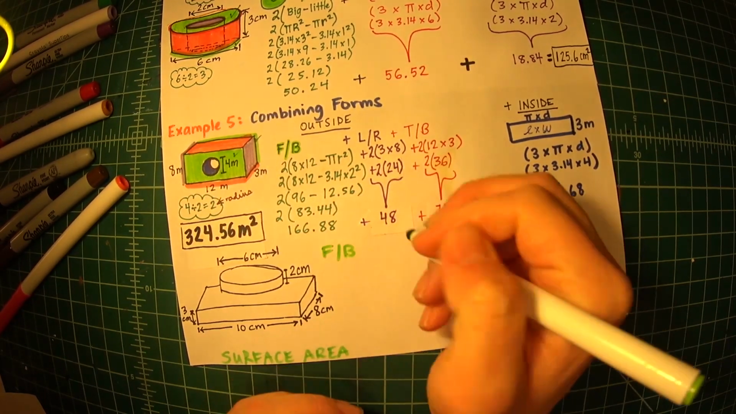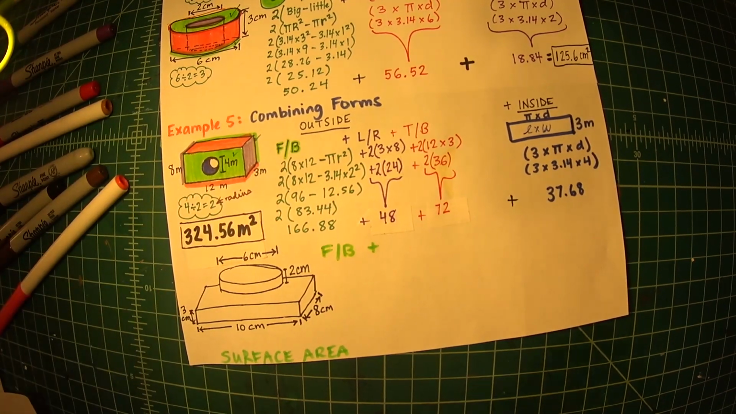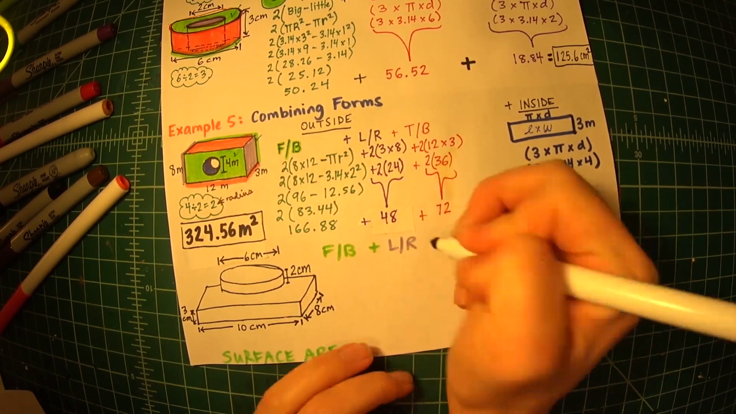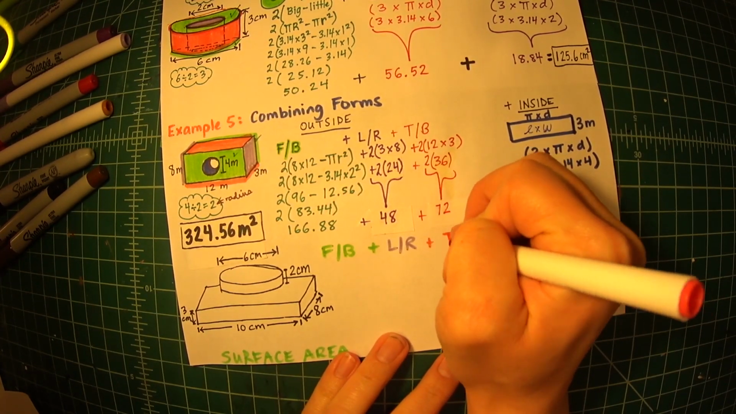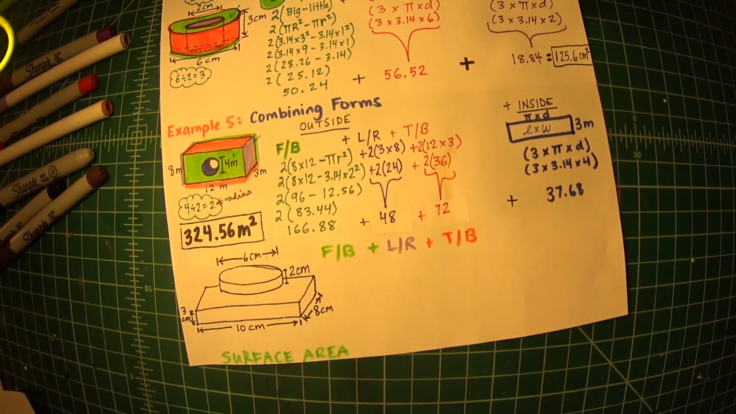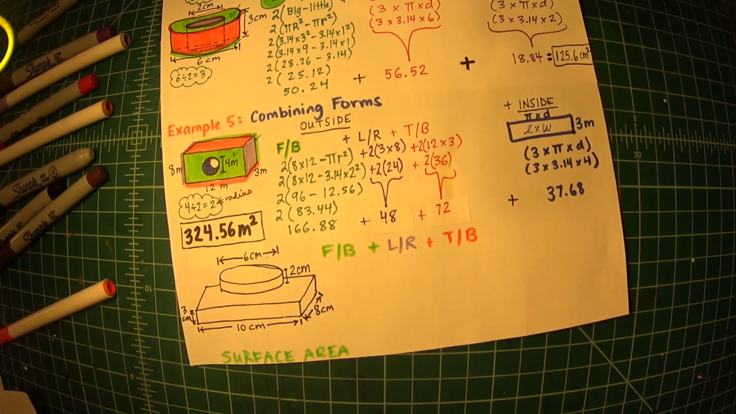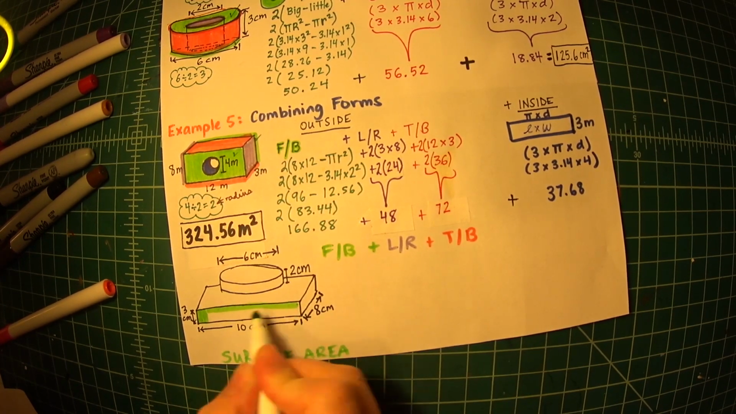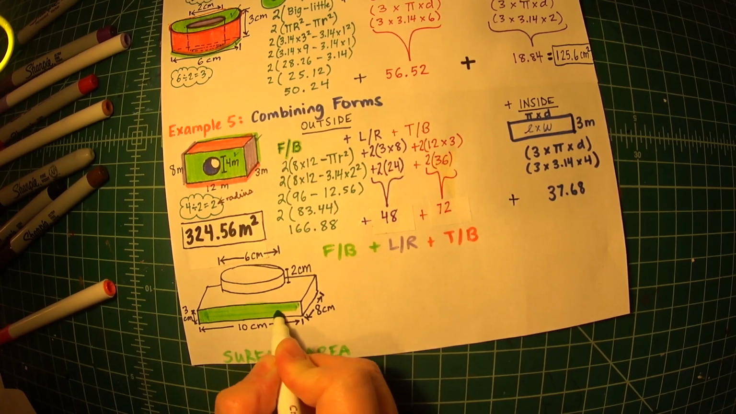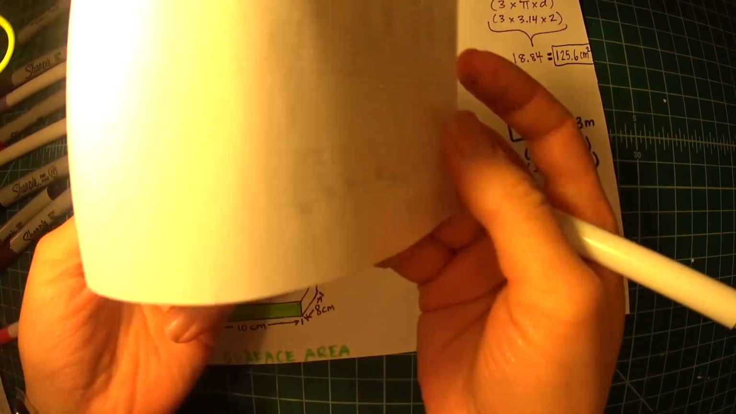Front, back, plus left, right, plus top, bottom. Okay, so if I imagine looking straight on at this from the front, what would I see? Well, I would for sure see this front face of the rectangular prism. I would also see this. However, I cannot calculate this straight on because it is curved.